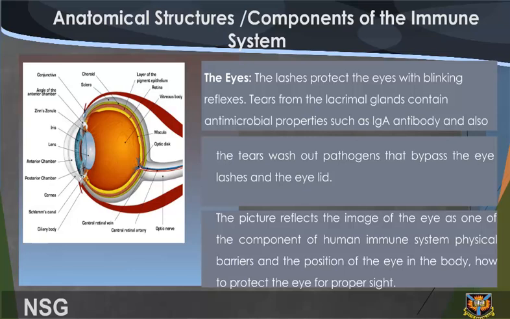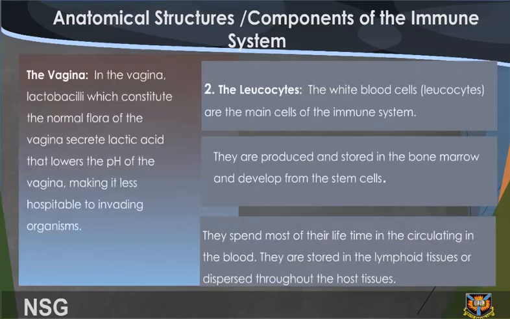The eyes. The lashes protect the eyes with blinking reflexes. Tears from the lacrimal glands contain antimicrobial properties such as IgA antibody, and the tears also wash out pathogens that bypass the eyelashes and the eyelid. The picture reflects the image of the eye as one of the components of the human immune system, physical barriers, and the position of the eye in the body. How to protect the eye for proper sight. See picture.